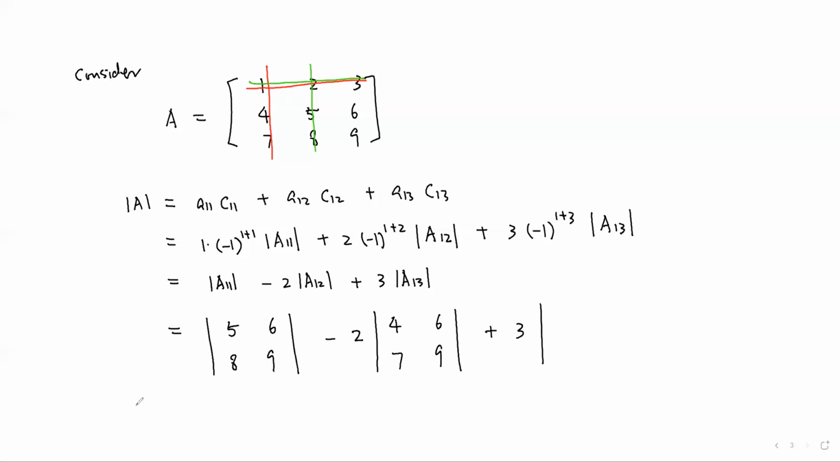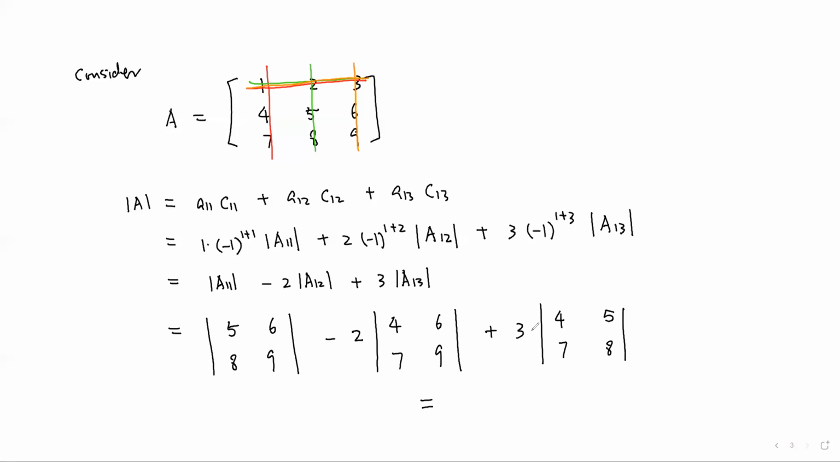Capital A13 is: delete row 1 and column 3. Then the remaining numbers are the determinant 4, 5, 7, 8. Okay, now continue the computation.